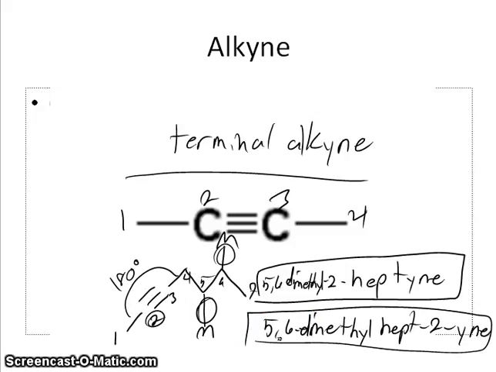So just remember that with alkyne, you're always going to want that 180-degree angle right there. And all the other rules of an alkene also apply with numbering, giving it the lowest possible number you can, and whichever way you want to write it like that.